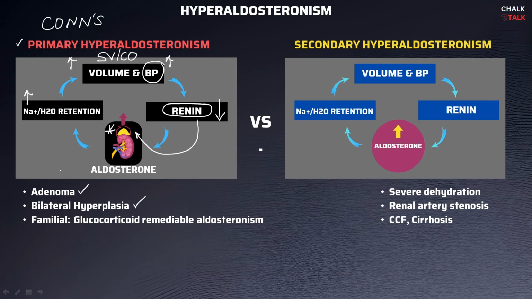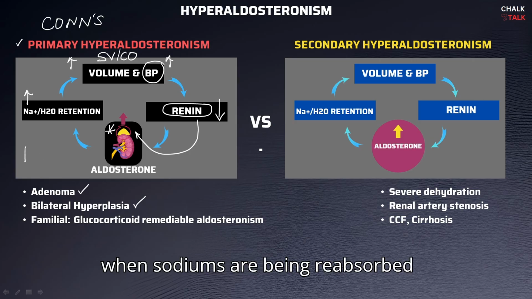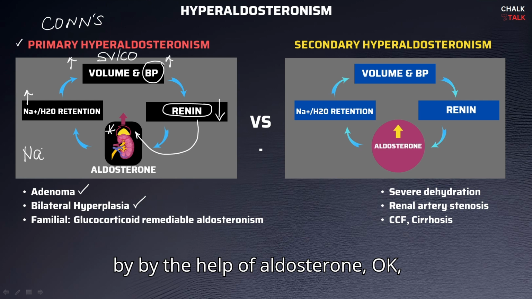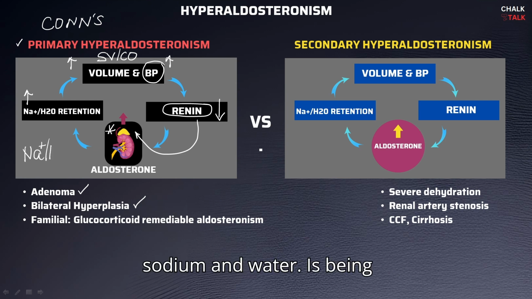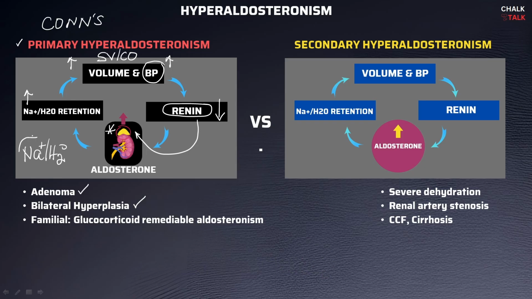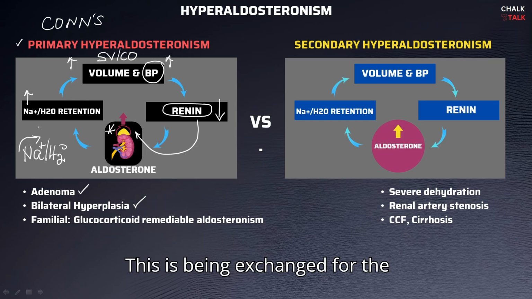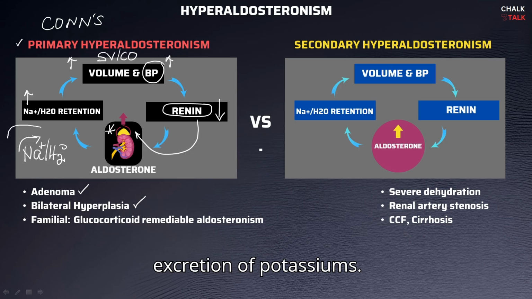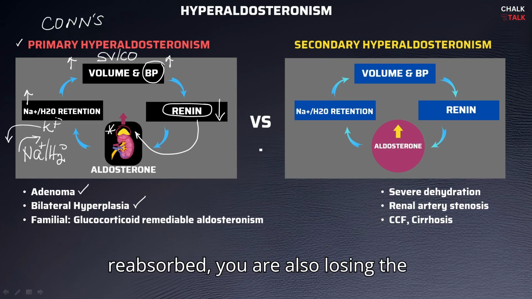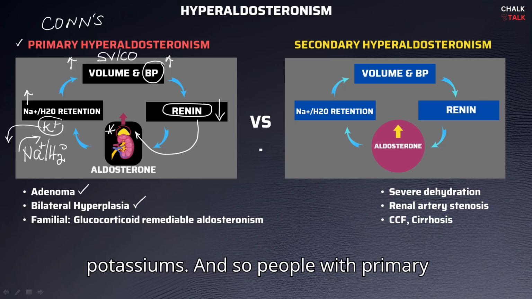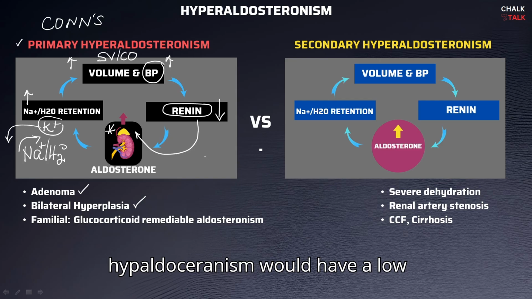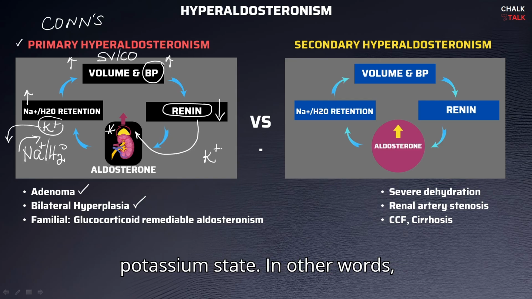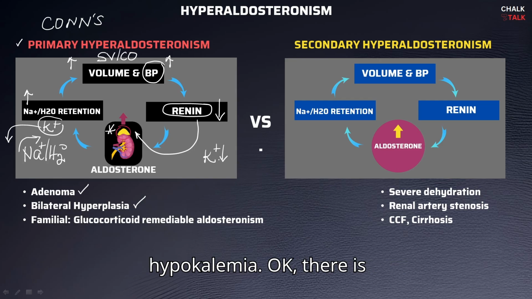Now, remember that when sodium is being reabsorbed with the help of aldosterone, sodium and water is being reabsorbed avidly. This is being exchanged for the excretion of potassium. So as sodium is avidly being reabsorbed, you are also losing the potassium. And so people with primary hyperaldosteronism would have a low potassium state, in other words, hypokalemia.